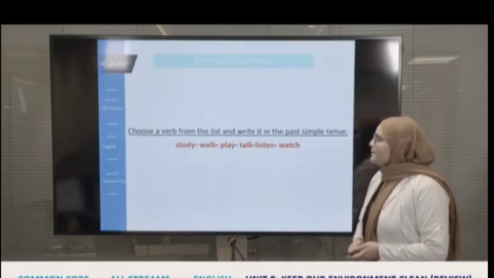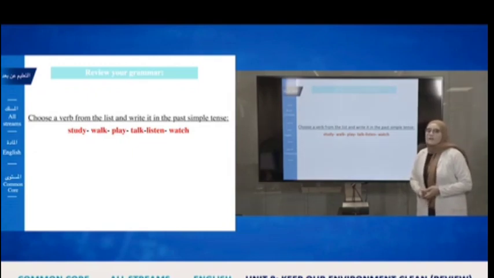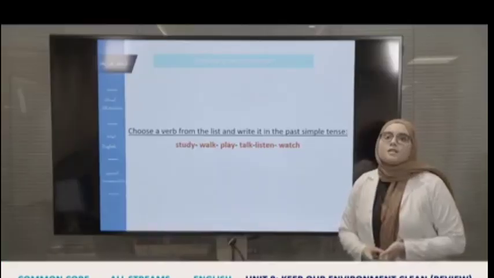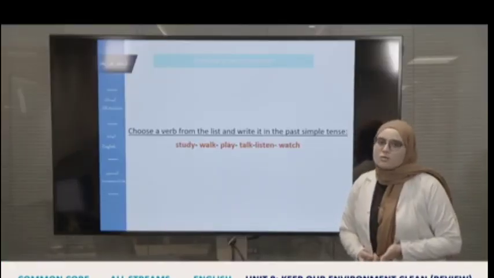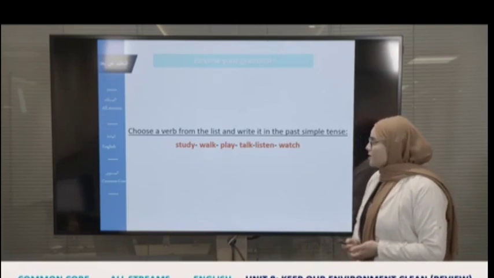Let's start with grammar. Here we have to choose a verb from the list and write it in the past simple tense. Past simple tense is the tense when we are talking about actions that started and finished in the past. When we are talking about the simple past, we have regular verbs and irregular verbs. For regular verbs, we add ed. For irregular verbs, we have to know the list of the irregular verbs. So let's get started.